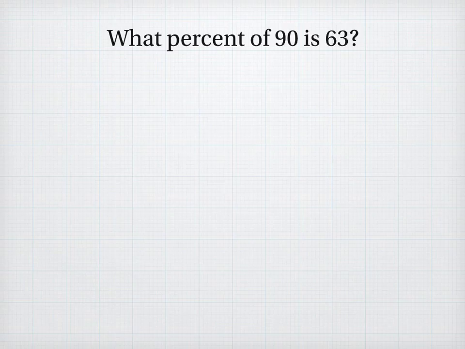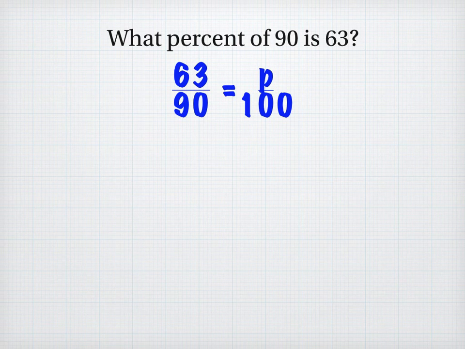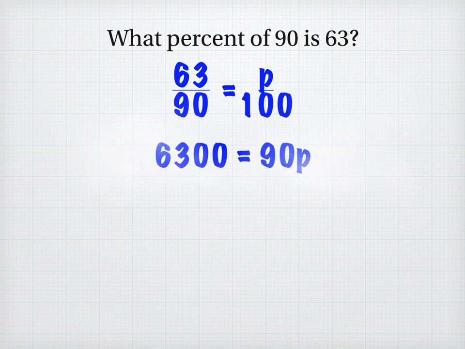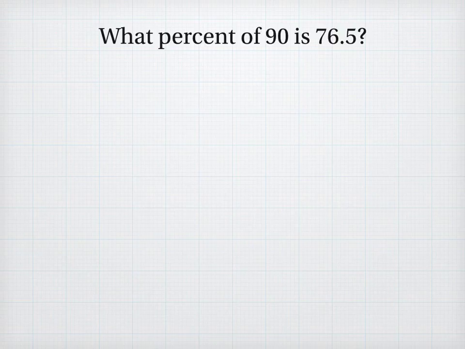So an example of that says, what percent of 90 is 63? If we think is over of, we know that would be 63 over 90 equals the percent, which is what we're trying to find, so P over 100. Cross multiply and you get 6,300 equals 90p. You need to divide both sides by 90, and when you do, you get 70, so 70%. 63 is 70% of 90.